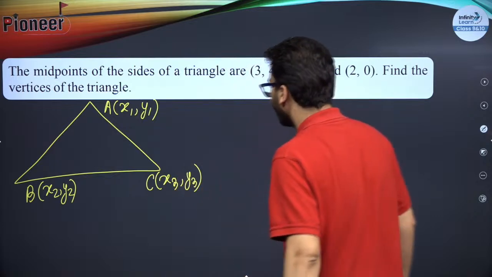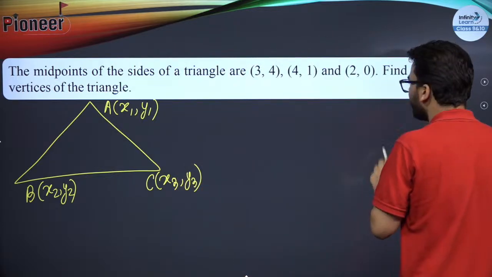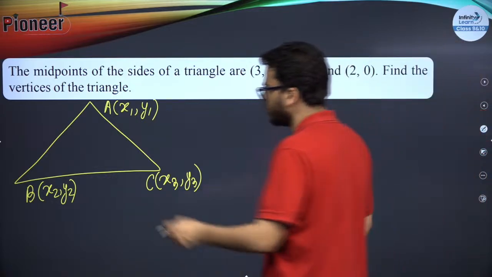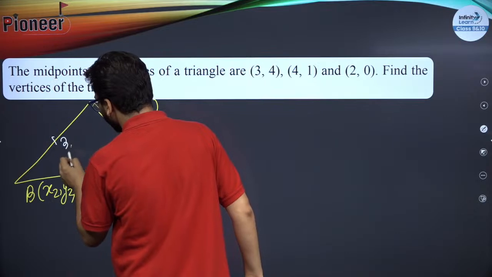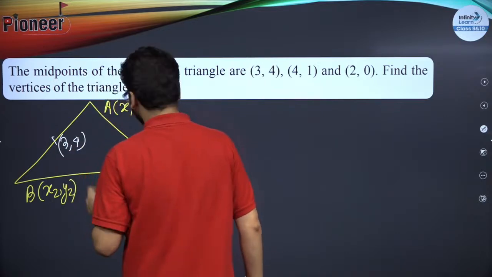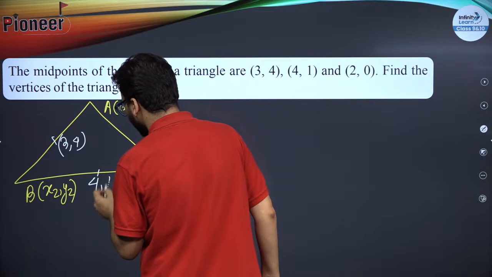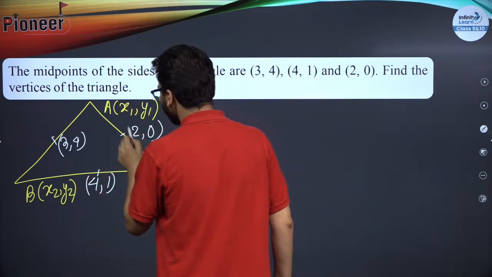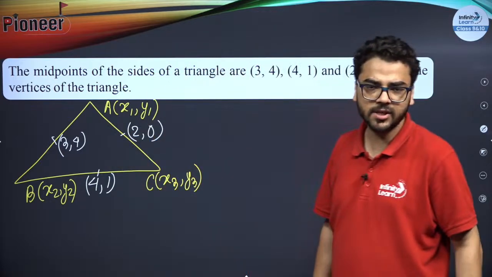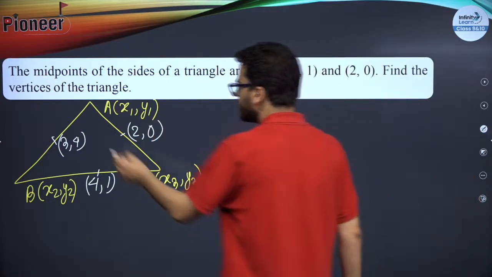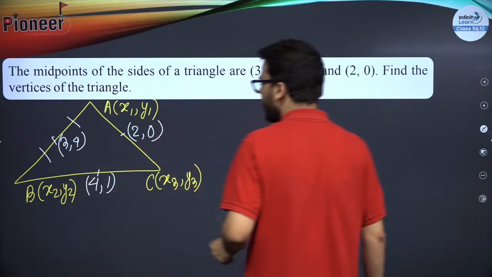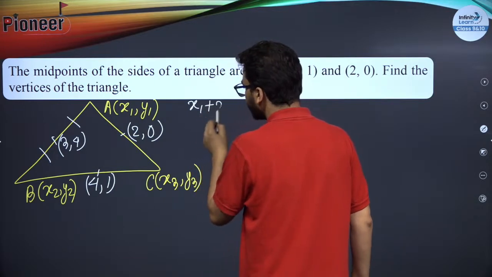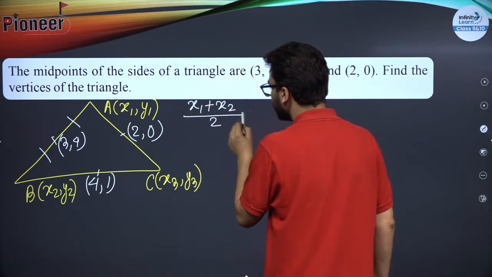Now the coordinates of the midpoints are given: (3, 4), (4, 1) and (2, 0) over here. I hope this thing is clear. Now can I just use the midpoint formula over here? So the midpoint formula is what, guys? 3 will be equal to what? It will be (x1 plus x2) by 2, correct? That is equal to 3.